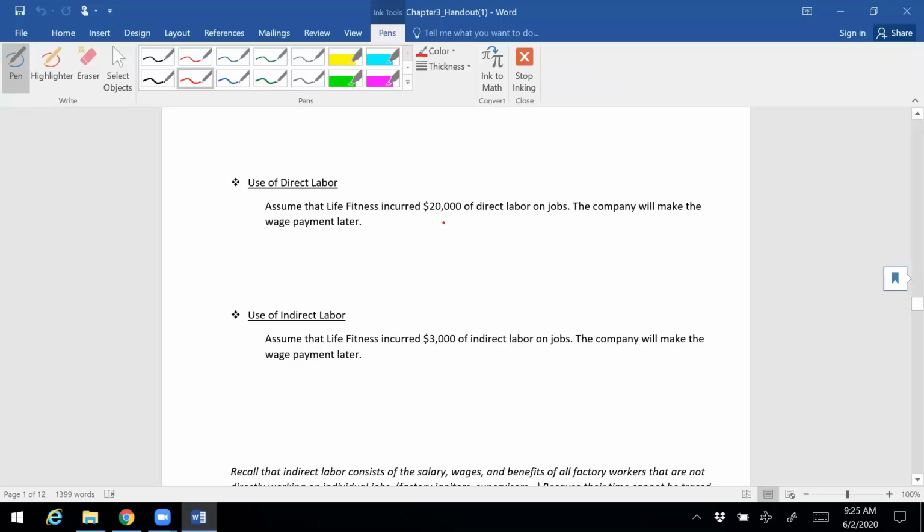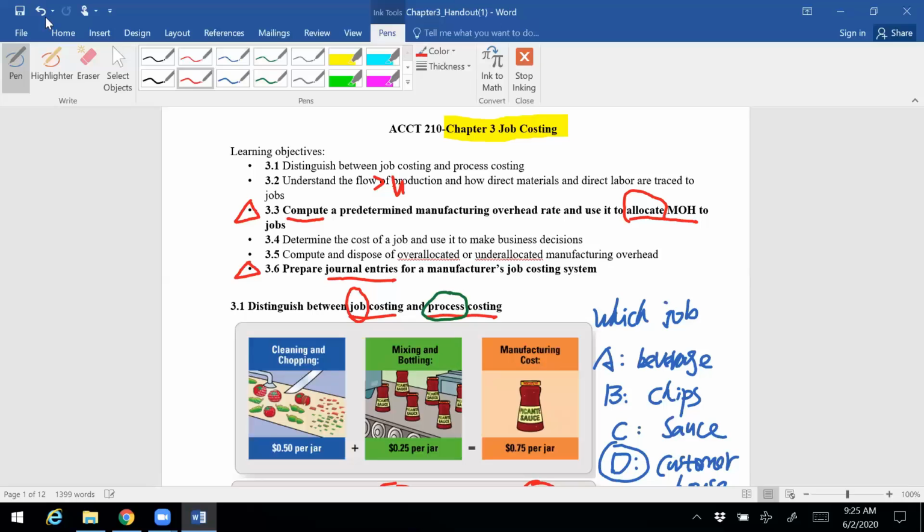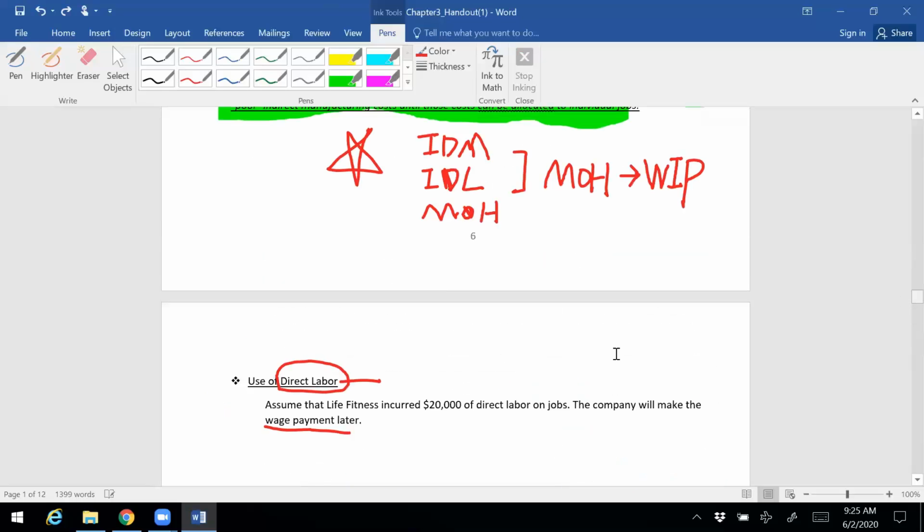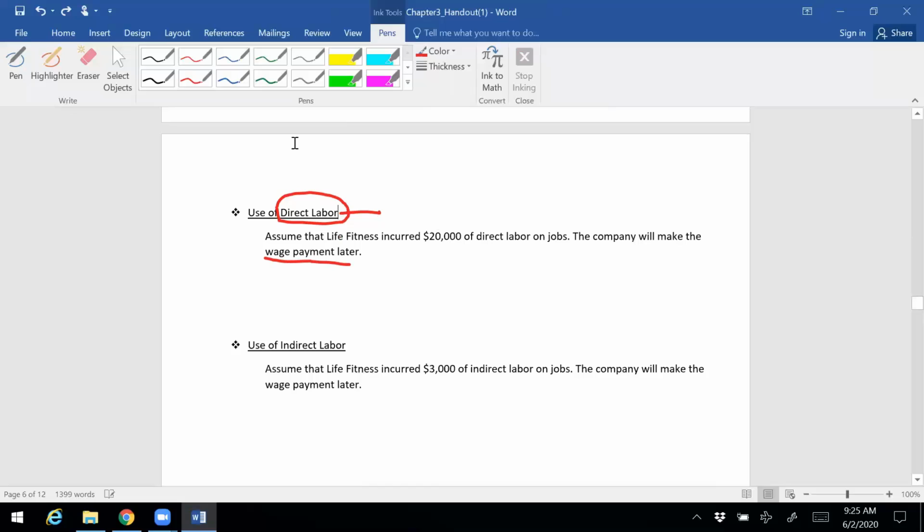Okay, next one, use of direct labor. Assume you incurred 20,000 of direct labor on the job. You will make the wage payment later, so you are not going to pay now. What did we say? Direct labor goes to work in process directly, similarly with our direct material. So direct material and direct labor go to work in process directly. So we have 20,000, and then you will make a payment later.